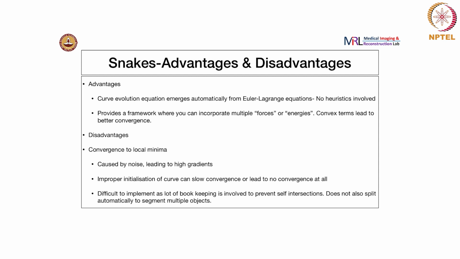If you take any image, a lot of images will have noise, and noise is typically high gradients. Which means that a curve can latch on to a noisy pixel or a group of noisy pixels which might not correspond to the object of interest in the image. And improper initialization can cause slow convergence. So typically this method is sensitive to initialization. You pretty much have to start very near to the boundary that you want to segment.